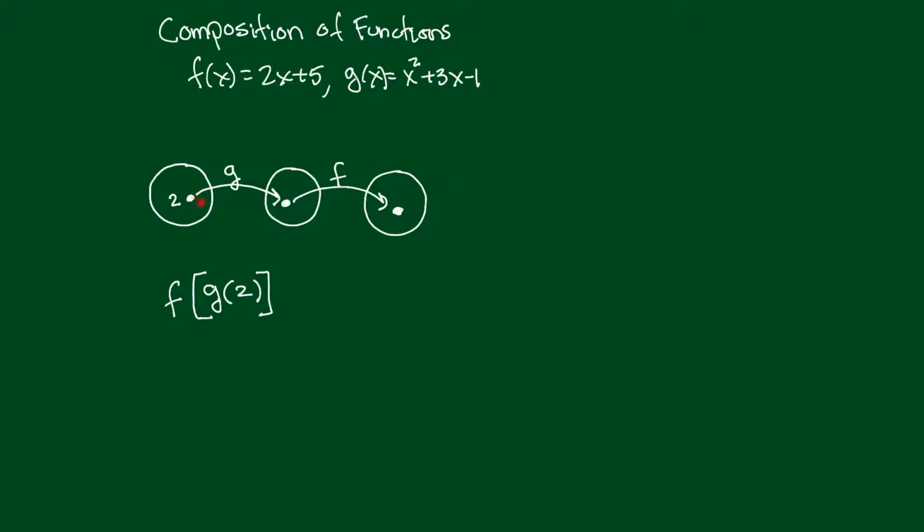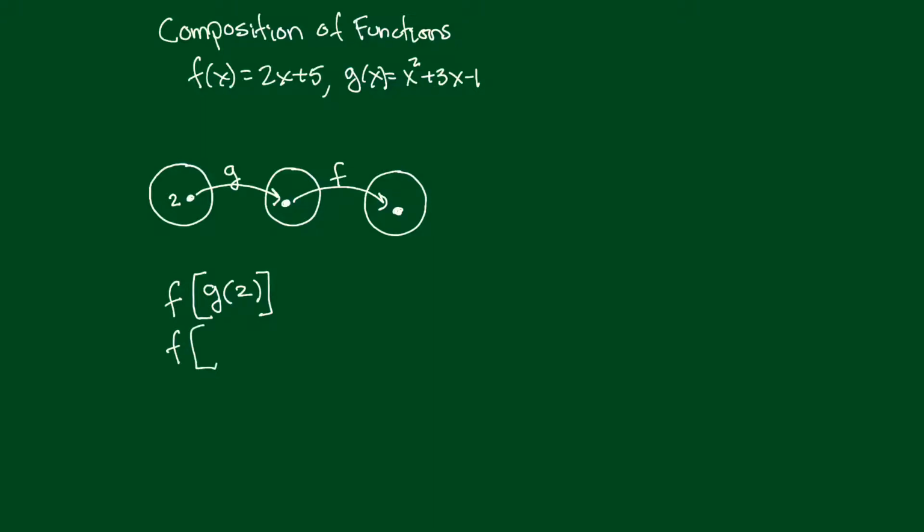So we're starting with 2. We're going to put it into g, right? That's g of 2. That sends us to this output. And then I'm going to take that number, g of 2, whatever that turns out to be, and I'll process that with f. That'll take me over to this final output. So let's see what we get. I'm just going to bring this straight down. So this will be f.